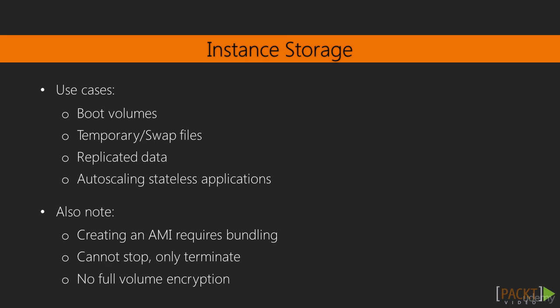For one thing, you can't take a snapshot of them, and so making an AMI with instance storage requires an extra step that's known as bundling, which involves copying the files up to S3 first. Also, you cannot stop and start an instance store backed instance, because when you do, you completely wipe the boot volume, so you have to terminate them and then relaunch. Finally, AWS does not offer full volume encryption for instance storage.